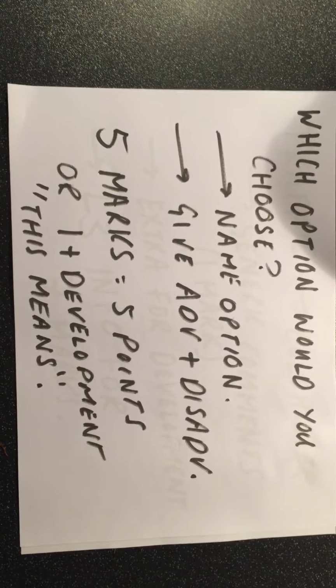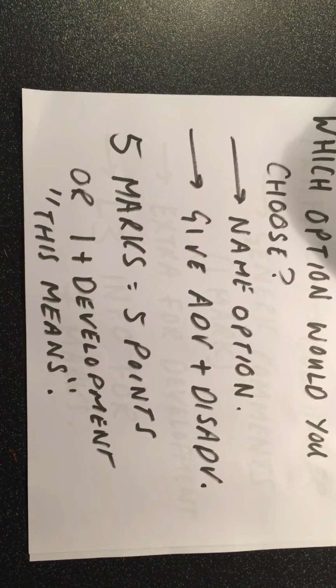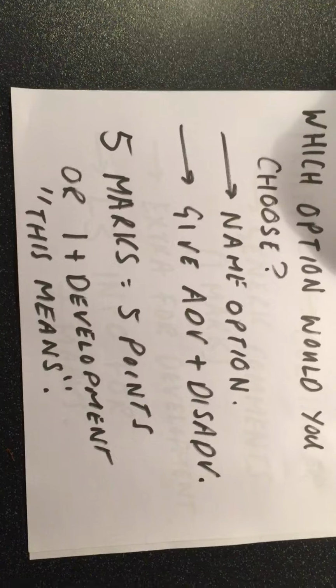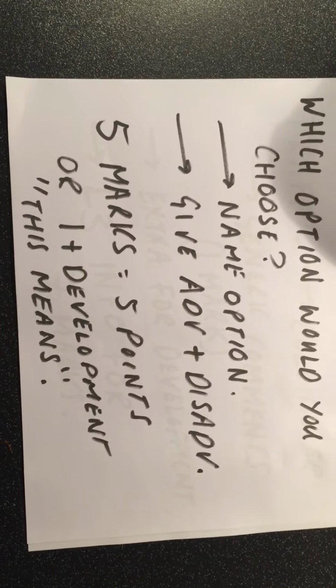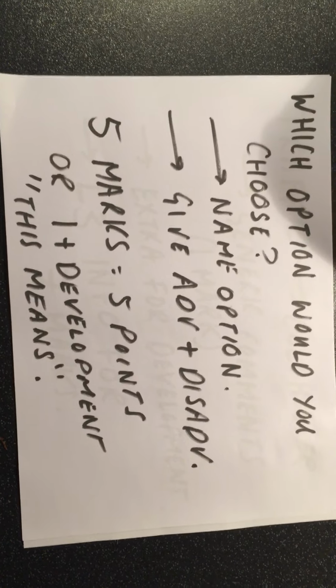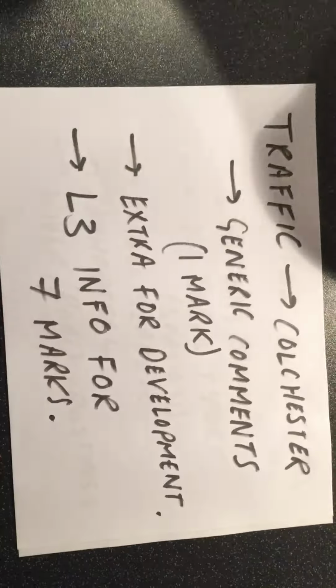So I'll give you an example. You might have said that improving public transport throughout the city means that people are more likely to use public transport. Therefore, as a result, there'll be fewer cars in the city centre, so there'll be less congestion. And that's what gives you that extra mark for developing your answer. So you need to make sure that you're doing that.